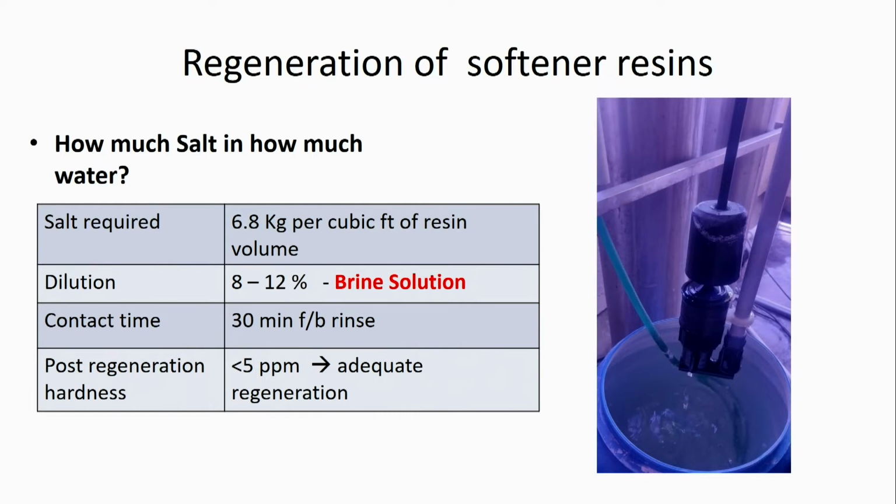This brine solution should be kept in contact with softener resins for 30 minutes and should be followed by a rinse. After the regeneration process, we should again check for the hardness, and that should be less than 5 ppm, which assures that adequate regeneration has happened.